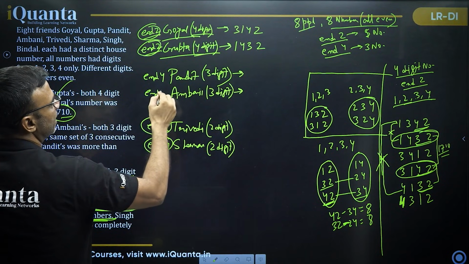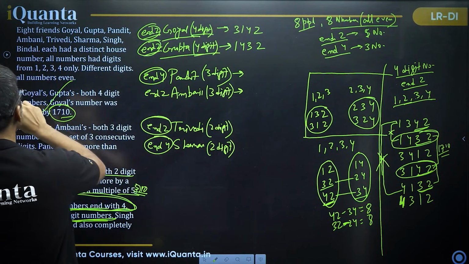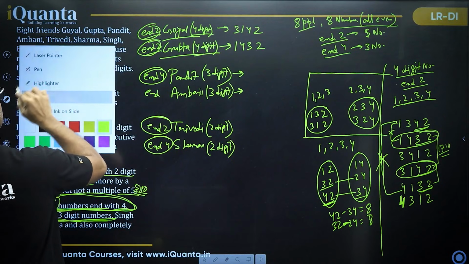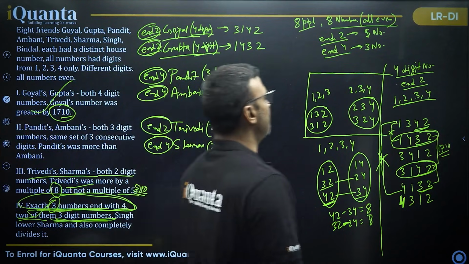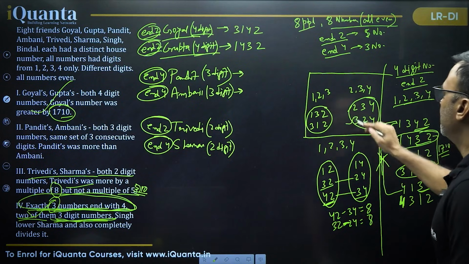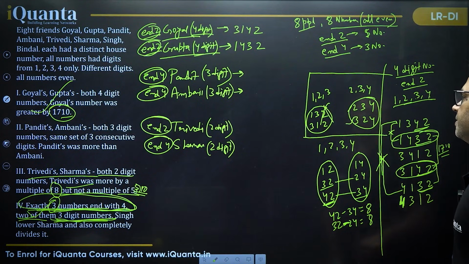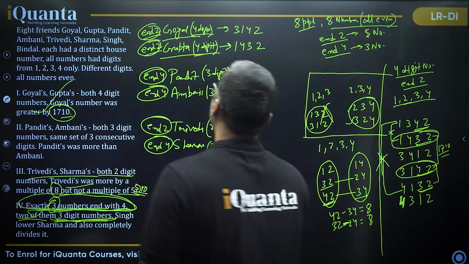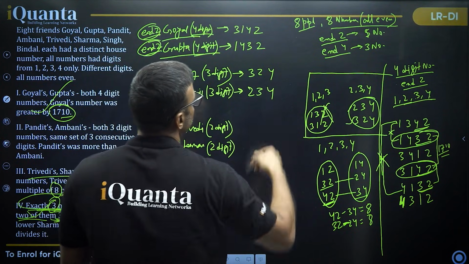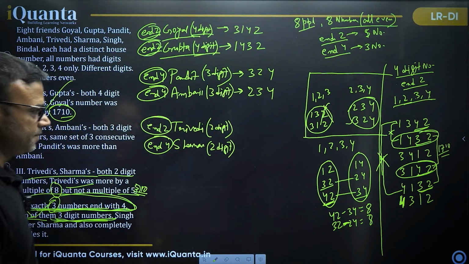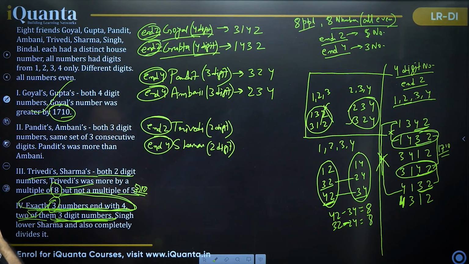And the moment I come to know, we already have the possibility of Pandit and Ambani. Check that, Pandit and Ambani ending in 4. This was the situation. This is not valid. So 2, 3, 4, 3, 2, 4. 3, 2, 4 and 2, 3, 4. Right. Okay, so let's go ahead.